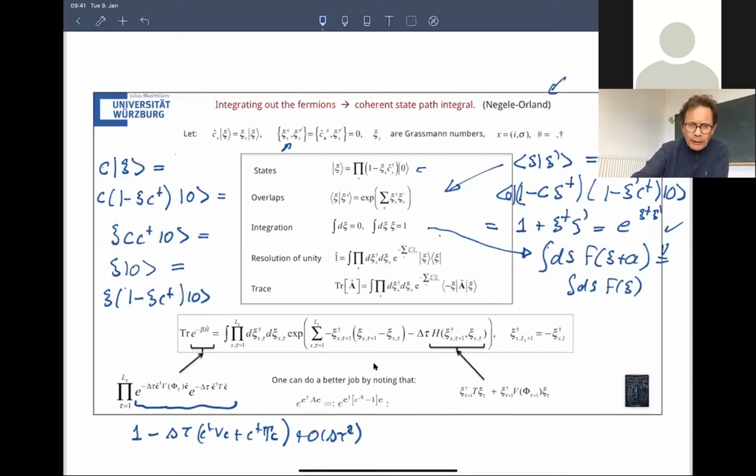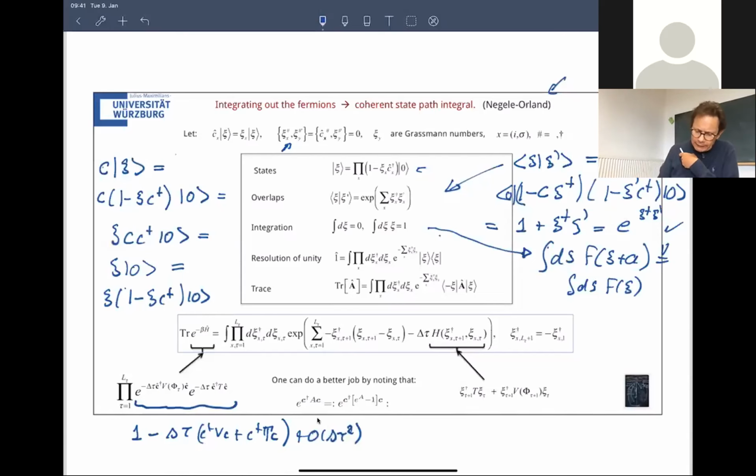If you want to do things a bit better, you can note that you don't have to. We did an approximation here, which was to use this expansion. You can do things a bit better by noting that for e to the c dagger ac, what I have is basically given by the normal ordered form of this. And once you have something which is normal ordered, then you can replace the c daggers by the xi's right away, and you don't have to do this approximation. This is maybe more advanced, and we don't need this here.